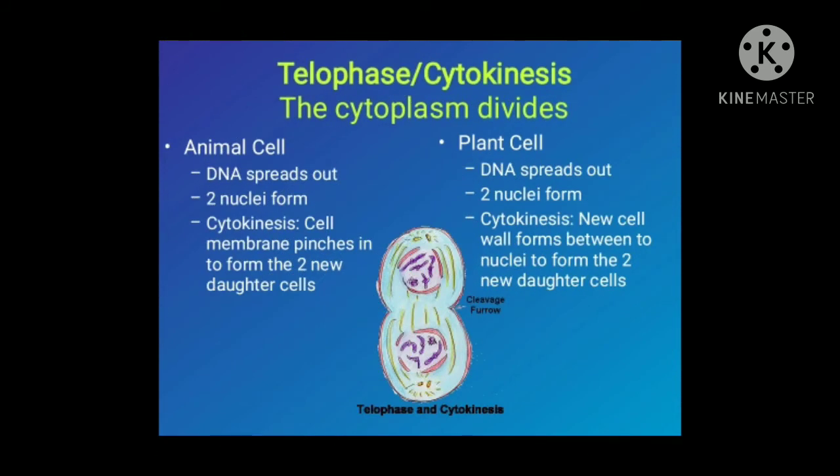In the telophase and cytokinesis, the cytoplasm divides. In both animal and plant cells, their DNA spreads out to form nuclei. In the cytokinesis, the cell membrane pinches in to form the two new daughter cells.